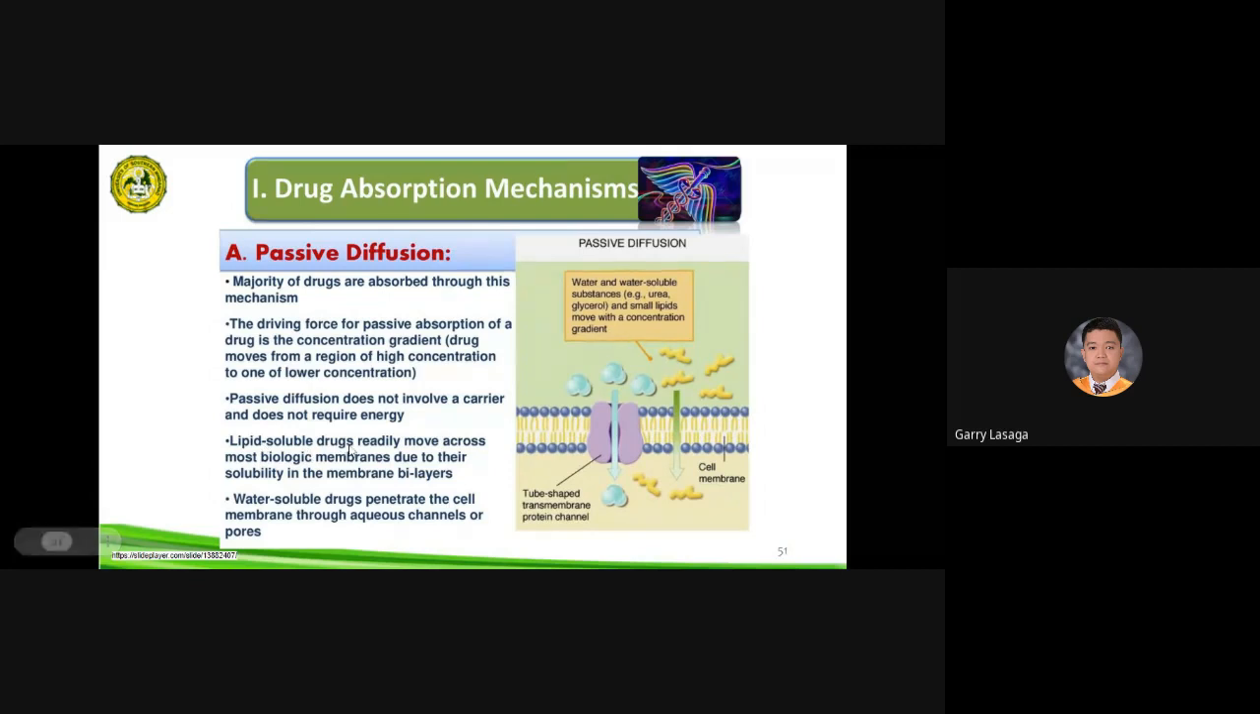Lipid-soluble drugs readily move across most biologic membranes, due to their solubility in the membrane bilayer. Again, for a drug to be able to pass through readily or passively through the lipid bilayer, it must have a certain degree of lipid solubility. For water-soluble drugs, they penetrate the cell membrane through aqueous channels or pores.